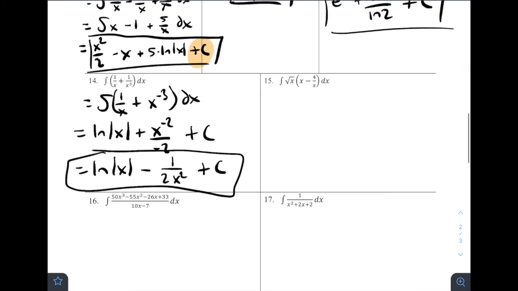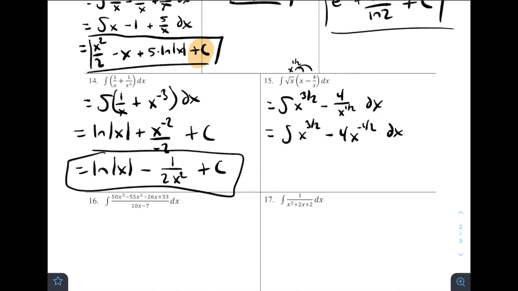Number 15 here, how can we do this? I'm going to make this an x to the 1/2, and then I'm going to distribute to both of these. So this is going to be equal to the integral of x times x to the 1/2, so that's x to the 1.5, or 3 over 2. And then we've got minus 4x to the 1/2 divided by x to the 1/2 dx. And so if I want to simplify, x to the 3 over 2 minus 4x to the negative 1/2 dx.